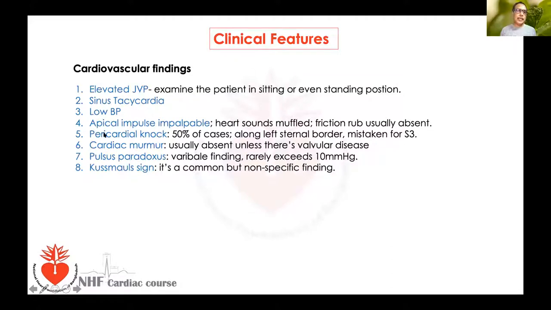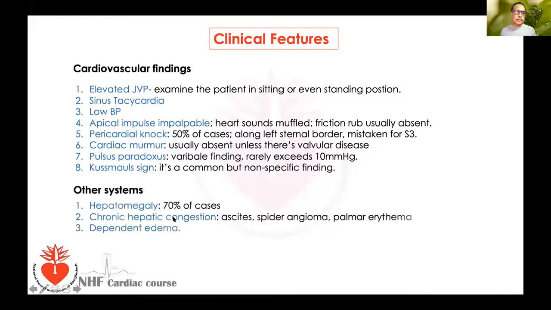There is sinus tachycardia, low BP, apical impulse is impalpable. Pericardial knock is present only in 50% of cases along the left sternal border, mistaken for S3. Cardiac murmur usually absent unless there is valvular disease. Pulsus paradoxus is variable and rarely exceeds 10 millimeters. And Kussmaul sign, it is common, but non-specific because some other diseases also have the same sign. Other signs, hepatomegaly, 70% of cases. Chronic signs, features of chronic hepatic congestion like ascites, angioma, palmar erythema, and dependent edema.